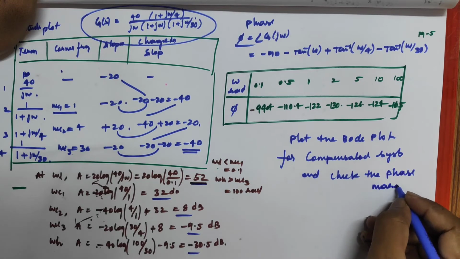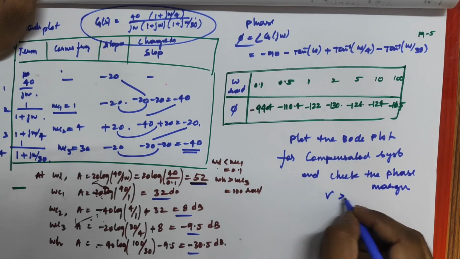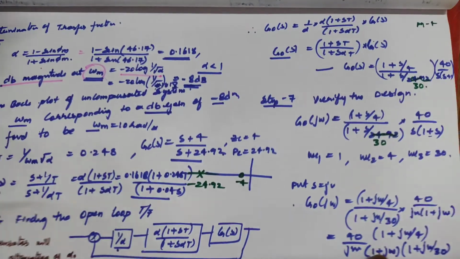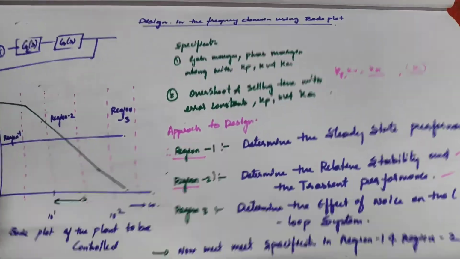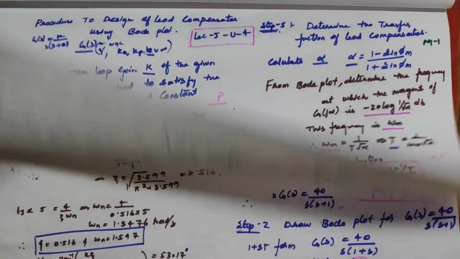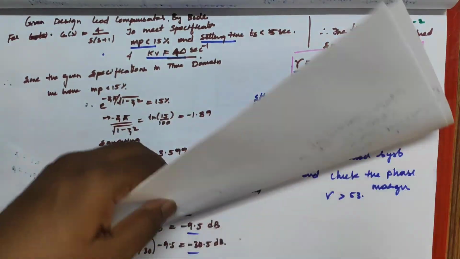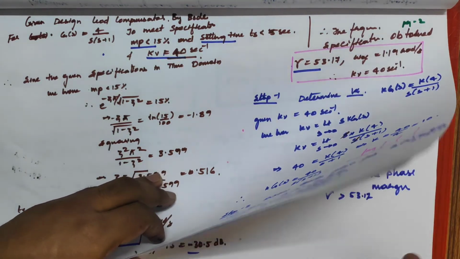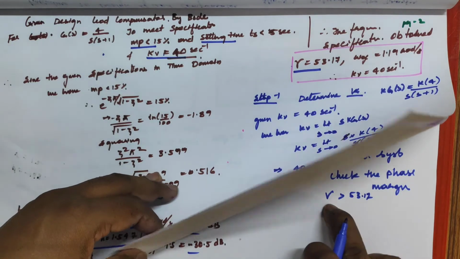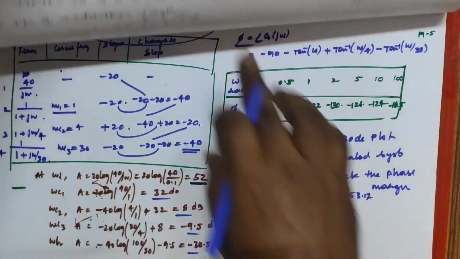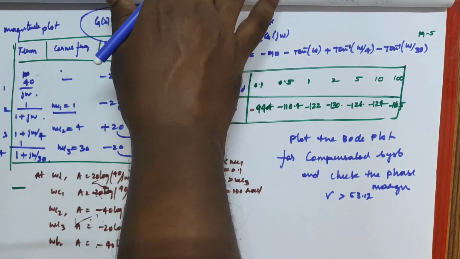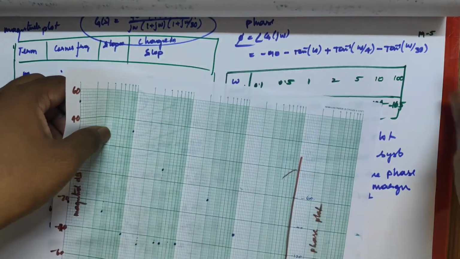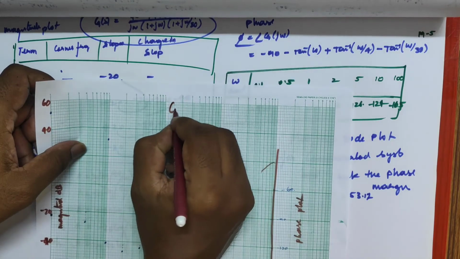So my phase margin should be greater than 53. Not exactly 53, but it should not be less than 53. The given phase margin is 53.17. If it is exactly 53, it would not be possible, but my phase margin should be greater than this. Now let us check that by plotting the phase margin. So this is the compensated system.